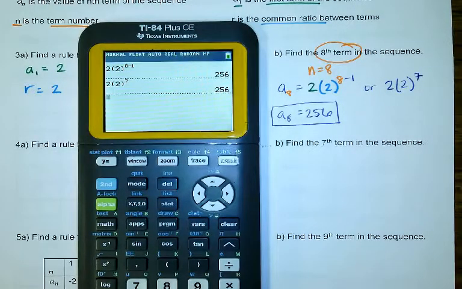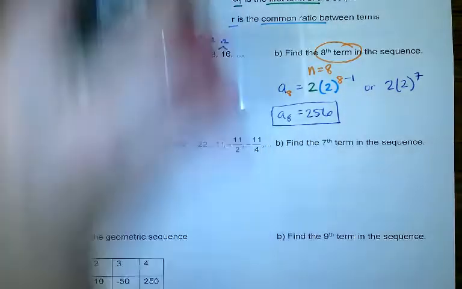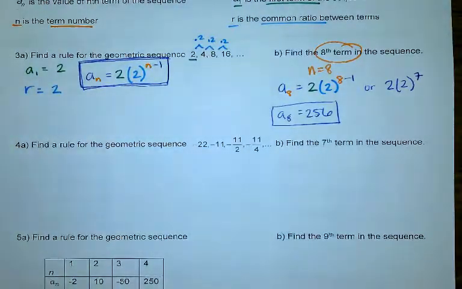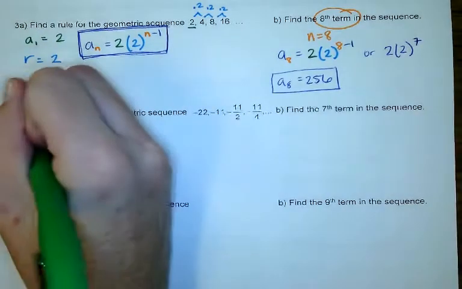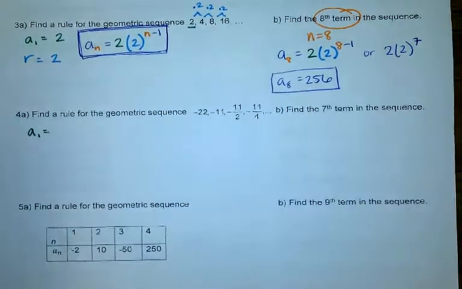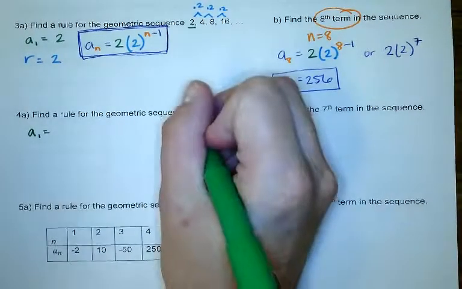Okay. Let's take a look at this next example. I'm going to go through these pretty quickly, and then we'll just be done. Okay? Find the rule for the geometric sequence. So the first thing we always want to do is identify what is our a sub 1. What is my first term? Negative 22. That's not a trick question. It really is that simple.